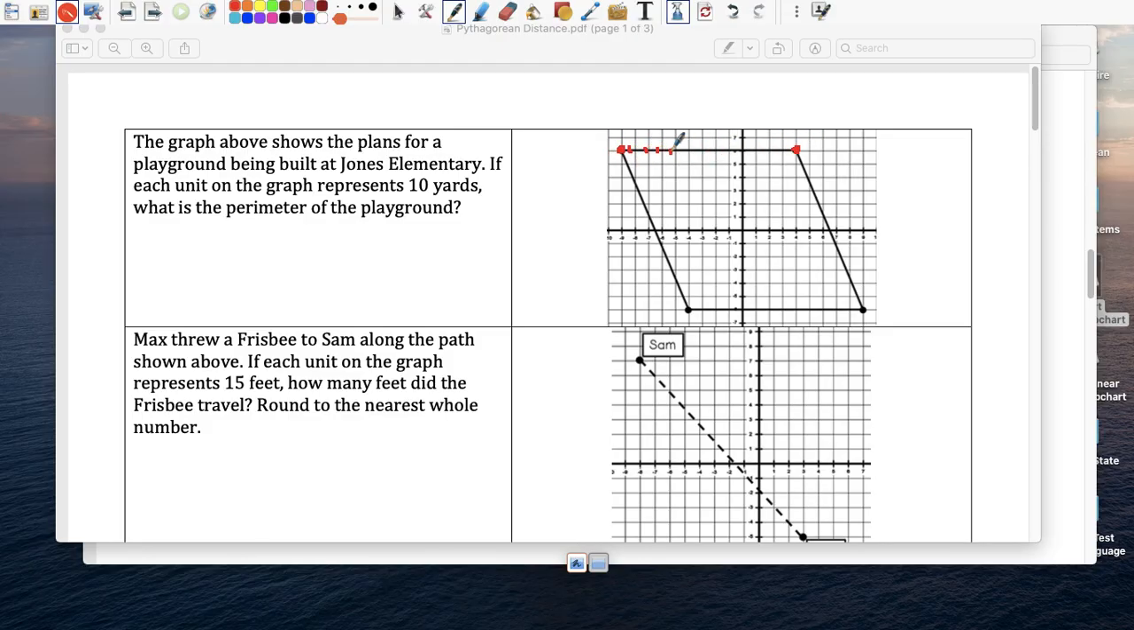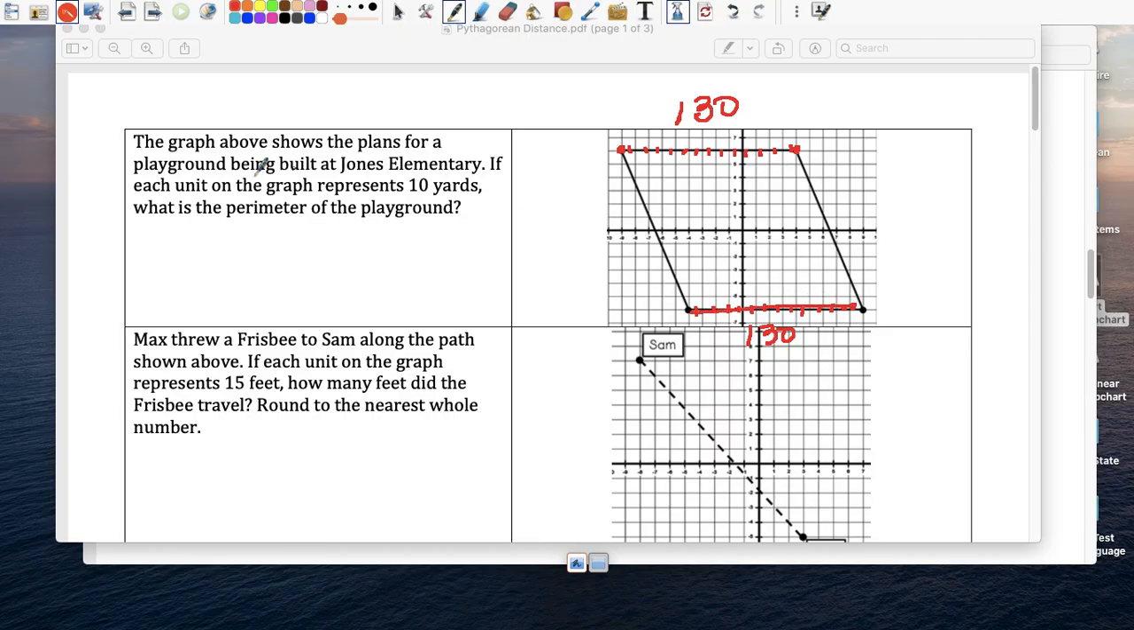1, 2, 3, 4, 5, 6, 7, 8, 9, 10, 11, 12, 13. It's 13 units, but we're multiplying by 10. That means this is 130 yards. Same thing at the bottom. 1, 2, 3, 4, 5, 6, 7, 8, 9, 10, 11, 12, 13. So this is also 130.